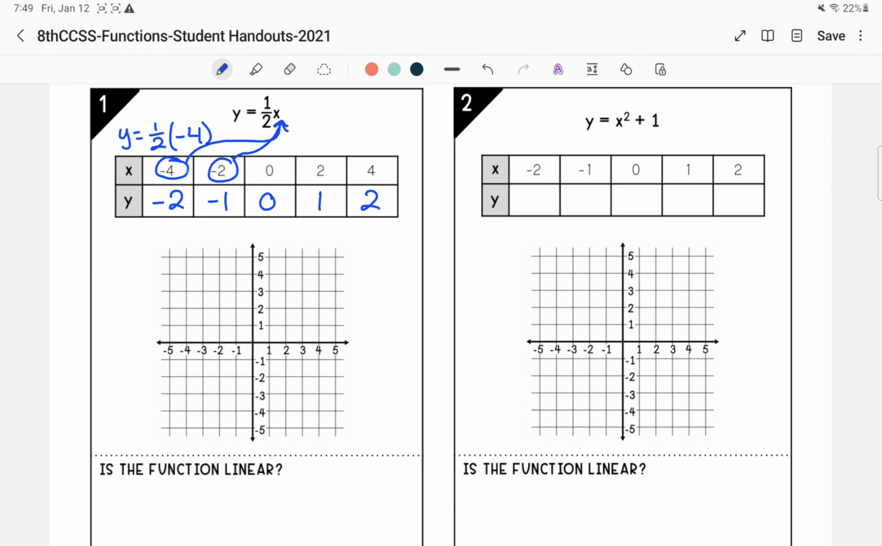In our table, we notice this one goes up by 2, up by 2, up by 2, up by 2. So my x's are increasing at a constant rate. My y's go up 1, up 1, up 1, up 1. They're increasing at a constant rate.